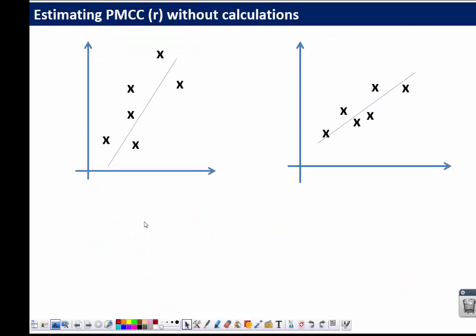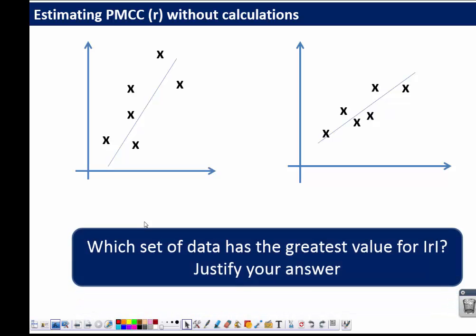Estimating PMCC without calculations, we have 2 graphs, and the question being asked here is which set of data has the greatest value for R? I want to justify that answer. Now, looking at these 2 graphs, I'd say the right-hand graph has a bigger value for R. Why? If you look at the points, they are closer to the line of best fit. So it has a stronger value for R.